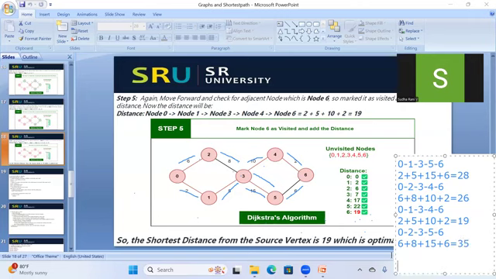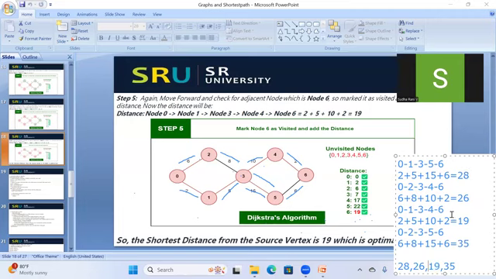So what are the total values we got? 28, 26, 19, and 35. These are the totals we got to traverse from 0 to 6. Which is the least one? 19 is the lesser value. So we will consider this value to traverse from 0 to 6.